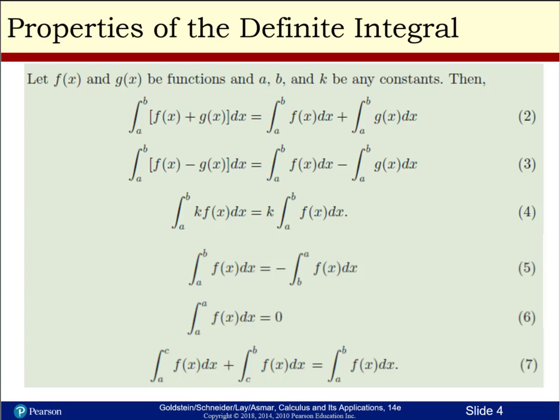Something of interest is if we're evaluating an integral from a to b, and instead we want to evaluate it from b to a, we would find that it would just be the negative of that answer. If we evaluate a function from a to a, that answer will just be 0. If we evaluate an integral from a to c and from c to b, it would be the same thing as doing the integral from a to b of f of x.